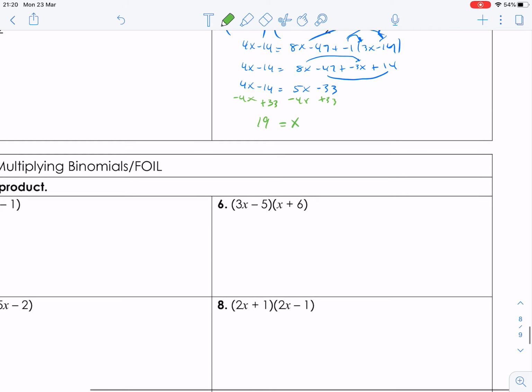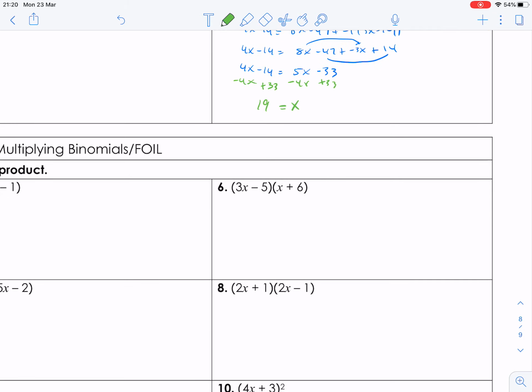So let's go to number 6. This is going to be a little bit different. This is multiplying binomials. We did this a bit, but a lot of you seem to have forgotten, so I think this is a good time to review. So how do we do FOIL? FOIL is the same thing as distribution. I don't really like calling it FOIL, but it works.